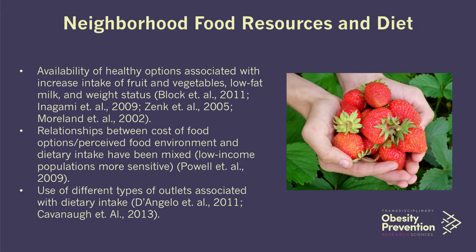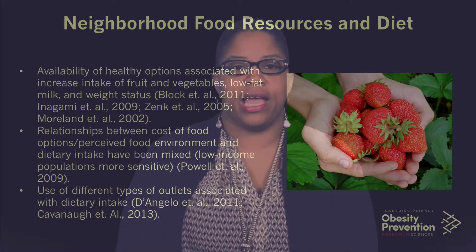Also, studies have found that neighborhoods that have more supermarkets or certain types of outlets like full-service restaurants are associated with higher dietary quality or a better dietary intake. So neighborhoods that have a higher concentration or higher density of corner stores have also been shown to have a lower prevalence of fruit and vegetable intake and a higher weight status.